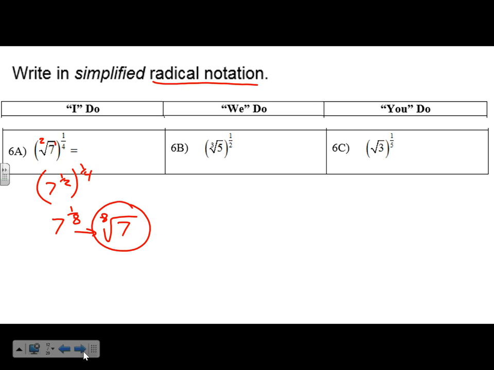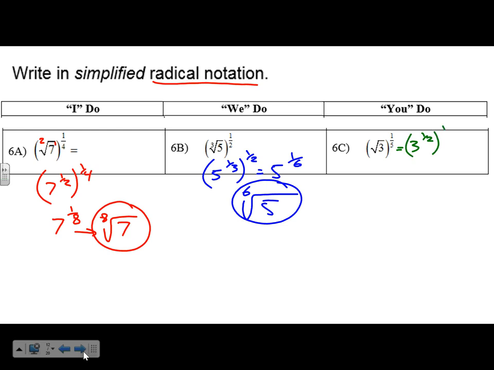So same thing, this one is 5 raised to the 1/3, raised to the 1/2. So that's 5 raised to the 1 over 6. Switching it back to radical form, that's the 6th root of 5 to the first. Go ahead and do this one on your own. So hit pause. That's 3 to the 1/2 raised to the 1/5. That's 3 to the 1/10, which is the 10th root of 3.